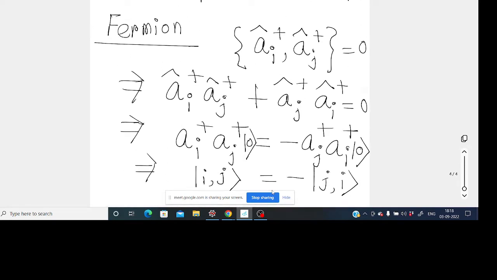Now here there is a minus sign, so the wave function is anti-symmetric under the exchange of particles for fermions. So this is for fermions. Now consider that i equal to j. Here we are not considering spins, we are only considering the spatial part of the fermions, okay?